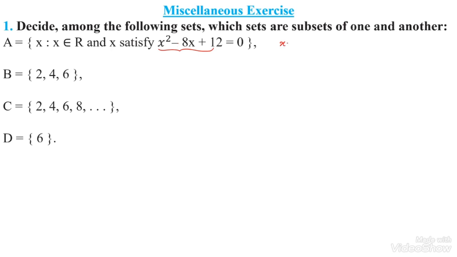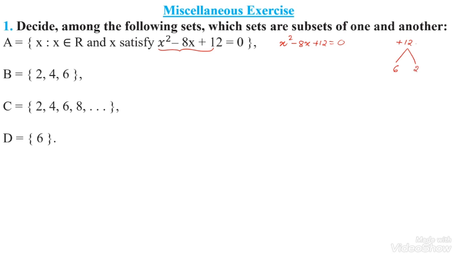So while solving the equation, we have to write here x square minus 8x plus 12 is equal to 0. While solving the quadratic equation, we have to take the plus 12 number. When you multiply, you will get plus 12. Then when you add or subtract any two numbers, you get minus 8. 6 2s are 12.